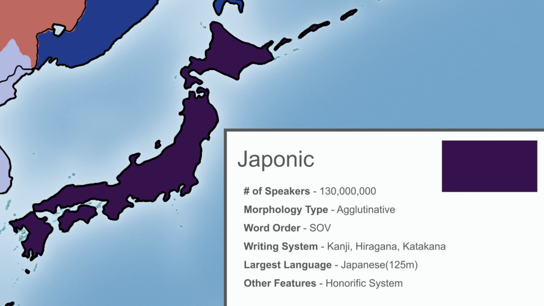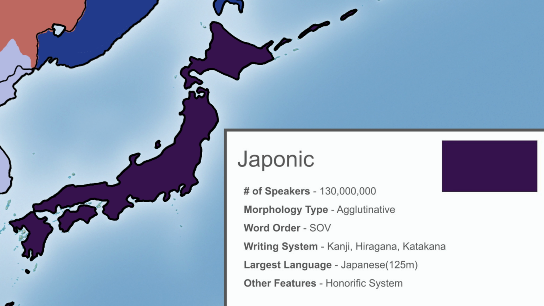A distinct feature of Japonic languages is how their cultural honorific system is heavily built into their grammar. For many words in Japanese, they have neutral, polite, honorific, and humble ways to say them, depending on the situation.